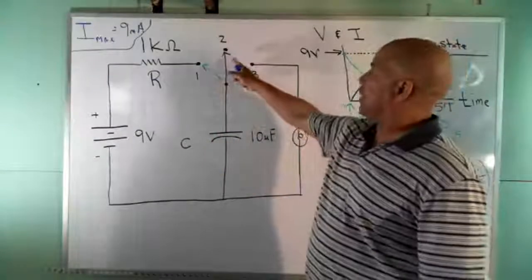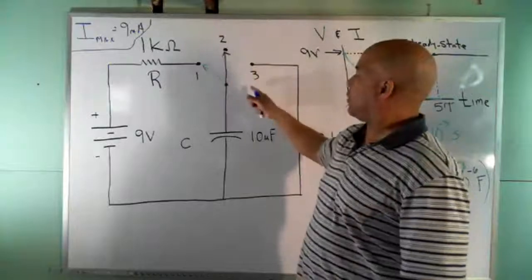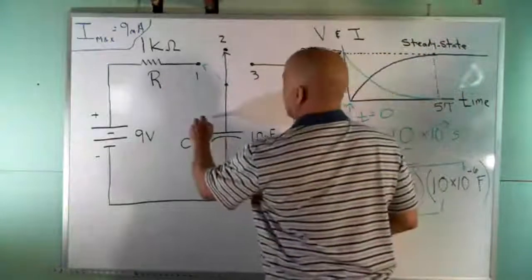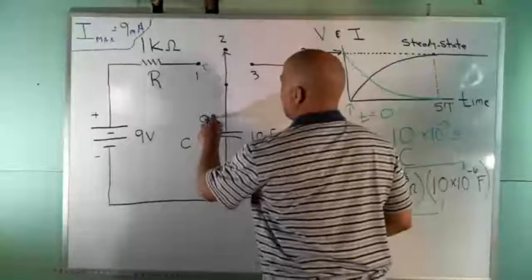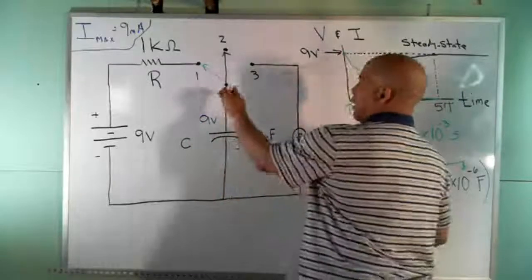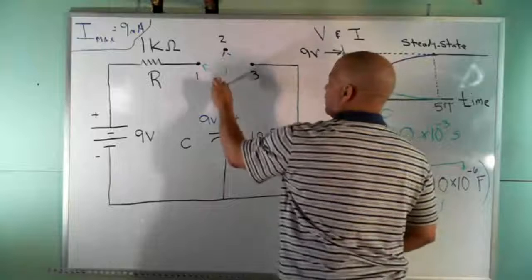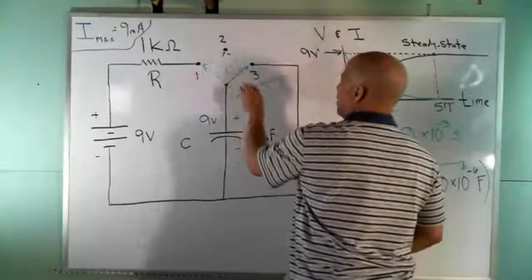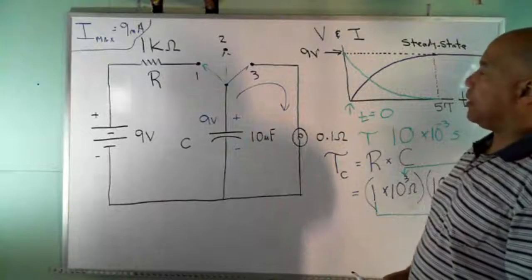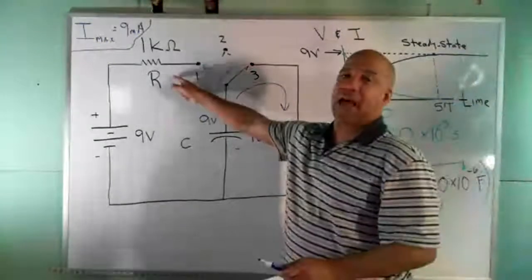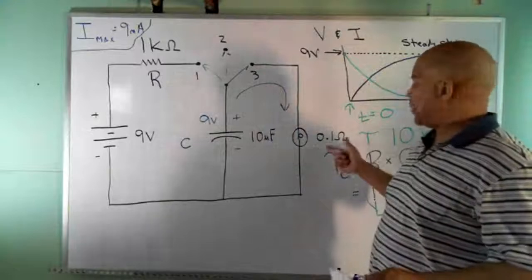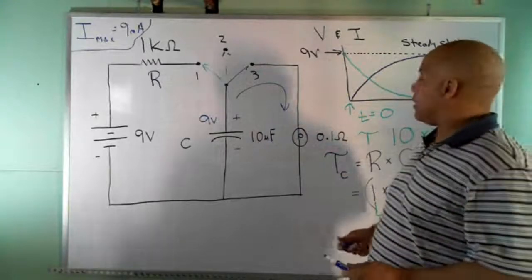What I'm going to do next is move it from position 2 to position 3. But remember, this capacitor has charged up to 9 volts. So it now has 9 volts across it. This capacitor is going to act like a voltage source. And when I move this to position 3, it's going to dump current that way. It's going to light up that light bulb. But notice I charged up through 1,000 ohms, but I'm discharging through 0.1 ohm. That's a really common thing to do.